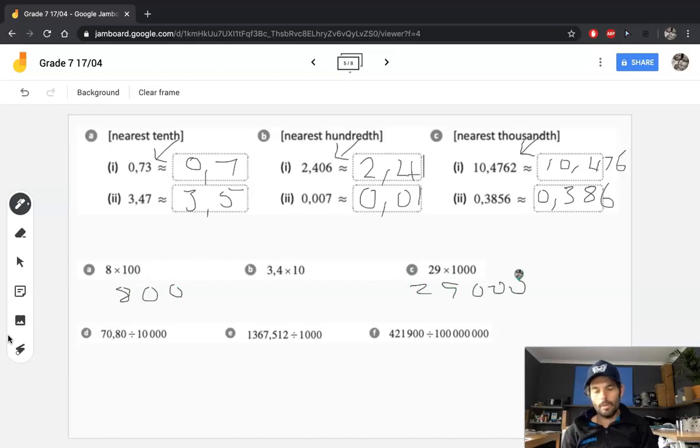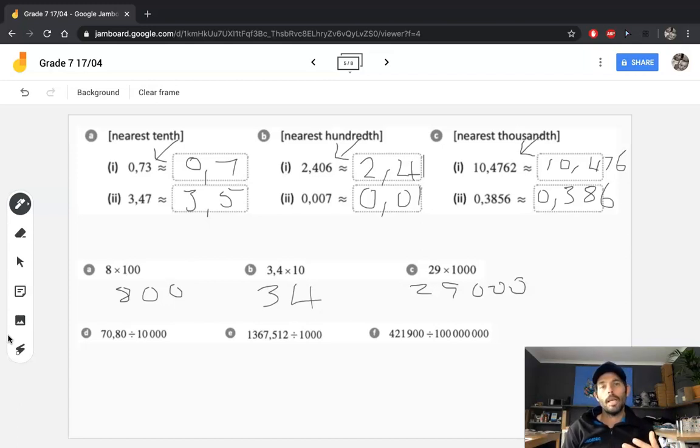Okay, we know that when we multiply by powers of 10, the number gets bigger. So 3,4 multiplied by 10, we should have recognized that that gets one place bigger. And 3,4 to get one place bigger must be 34. Okay, so it gets one place bigger because it's only being multiplied by 10. You can have a look at the number of zeros in the number you're multiplying by, and that tells you how many places it gets bigger. So 8 multiplied by 100, there are 2 zeros, it gets 2 places bigger to 800.